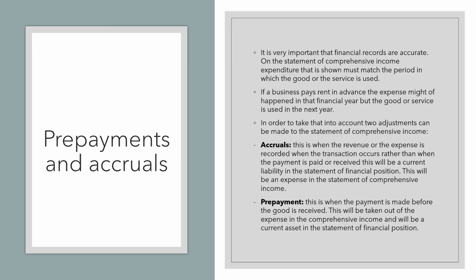One, accruals. So this is when the revenue or the expense is recorded when the transaction occurs, rather than when the payment is paid or received. This will be a current liability in the statement of financial position, and this will be an expense in the statement of comprehensive income. Two, prepayment. This is when the payment is made before the good is received. This will be taken out of the expense in the comprehensive income and will be a current asset in the statement of financial position.